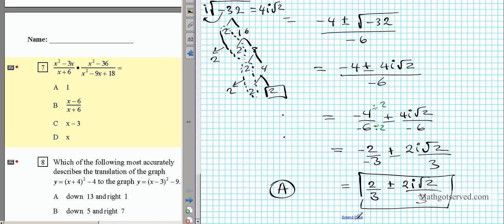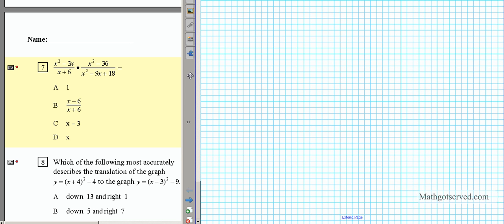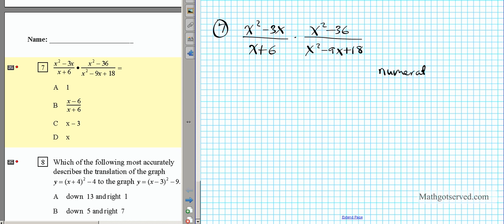All right, let's try number 7. Number 7, we are supposed to reduce the function x squared minus 3x divided by x plus 6, times x squared minus 36 divided by x squared minus 9x plus 18. Okay, so we have to factor everything. Let's start from the numerator on the left. The left numerator is basically x squared minus 3x.